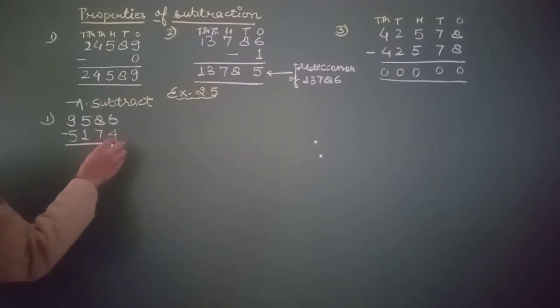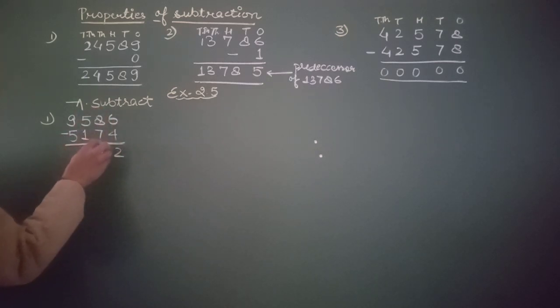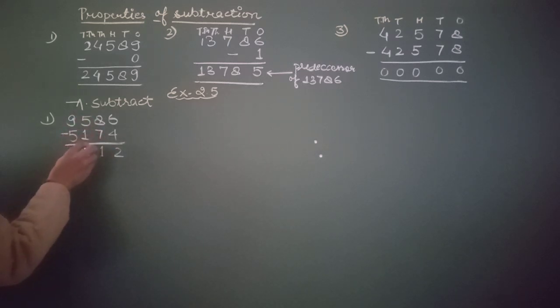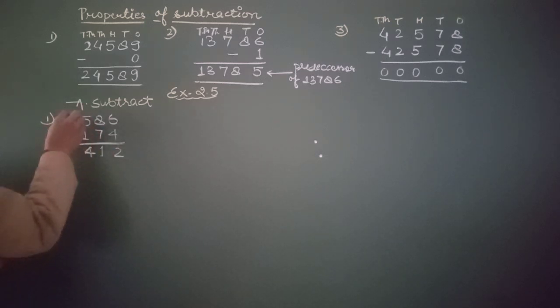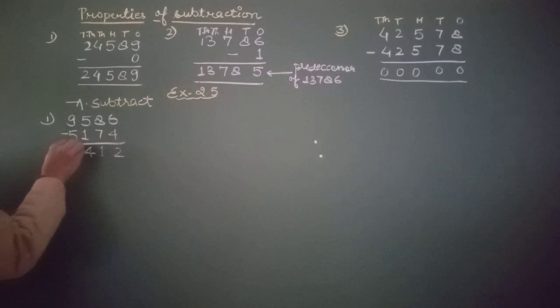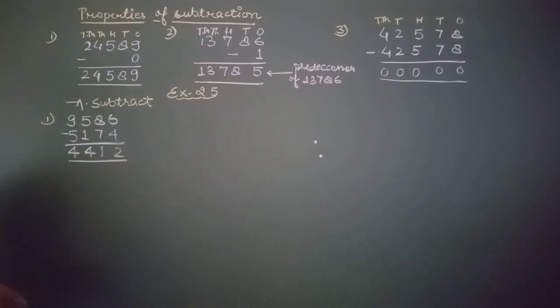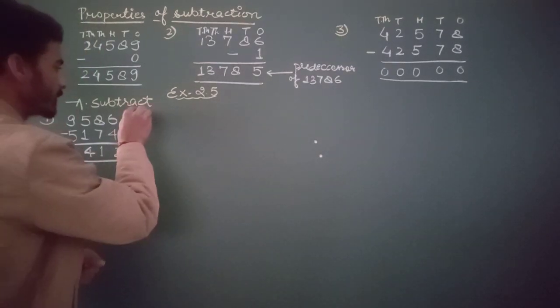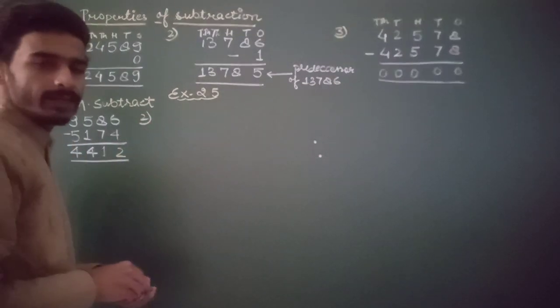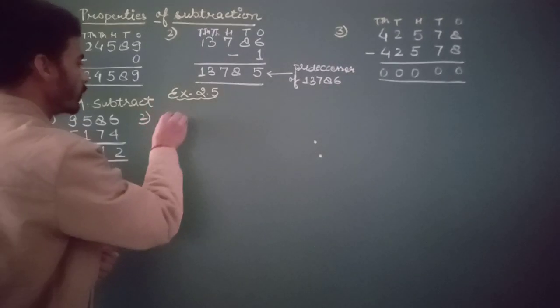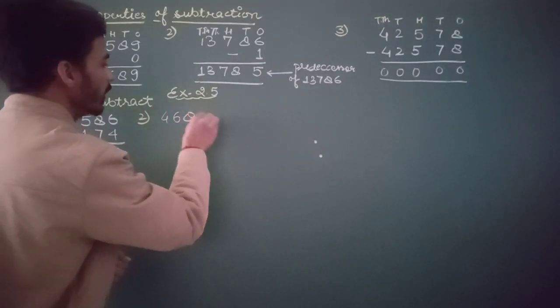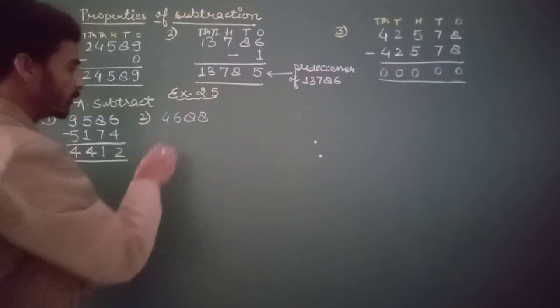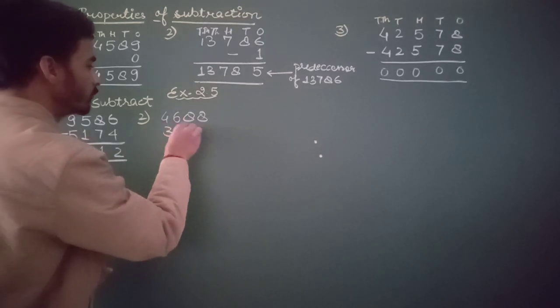6 ones minus 4 ones, that is 2 ones, and 8 tens minus 7 tens, that is 1 ten, and 500 minus 100, that is 400, and 9,000 minus 5,000, that is 4,000. So the answer is 4,412. Second one is 4,688 minus 3,422.